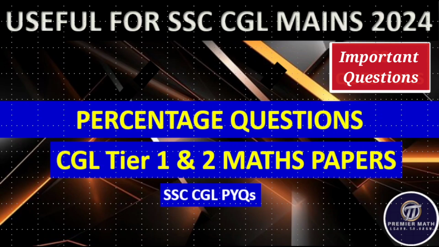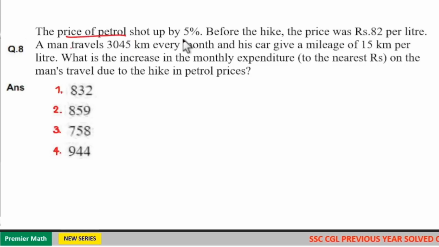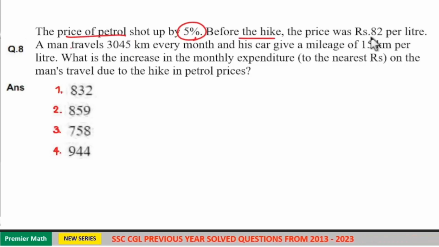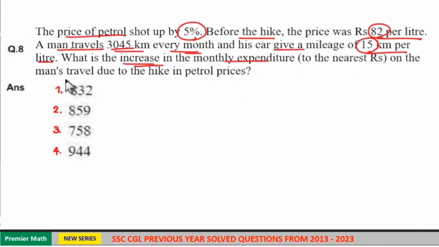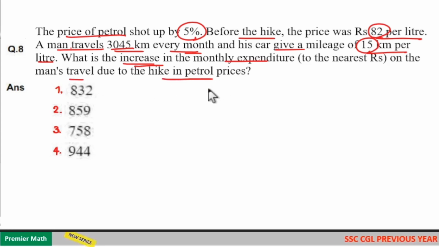Our first question is the price of petrol shot up by 5%. Before the hike, the price was rupees 82 per litre. A man travels 3045 km every month and his car gives a mileage of 15 km per litre. What is the increase in monthly expenditure on the man's travel due to the hike in petrol prices?